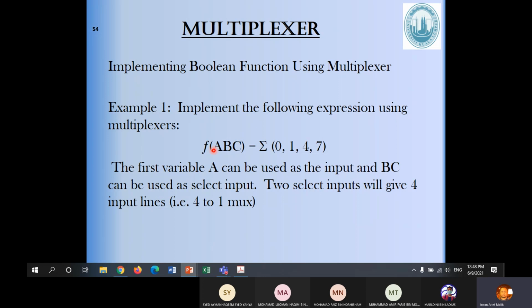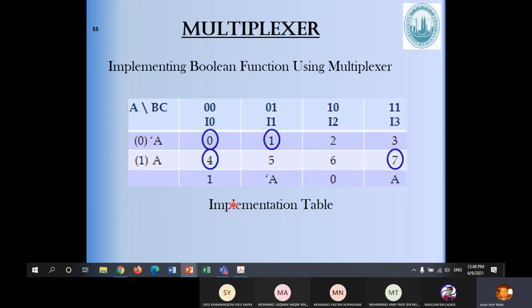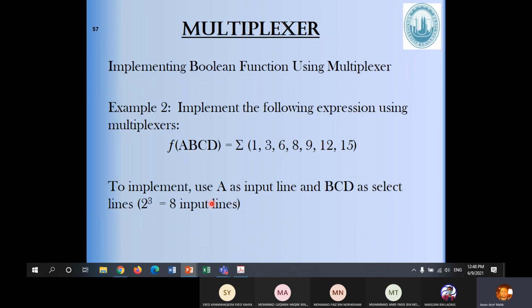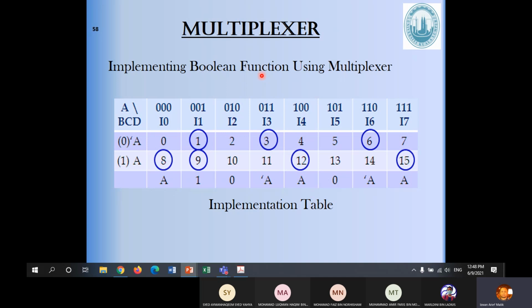Tadi, A as the input, B, C as the selector. Okay, so bila ada 2 selector, 2 kuasa 2 sama dengan 4. Kalau ada 3 selector, 2 kuasa 3 sama dengan 8. So, ingat nombor dia. 1, 3, 6, 8, 9, 12, 15. So, the same way, design the implementation table A/BCD. A input, BCD adalah selector.